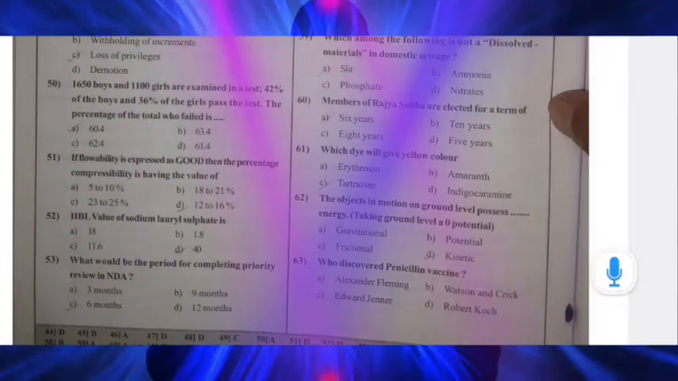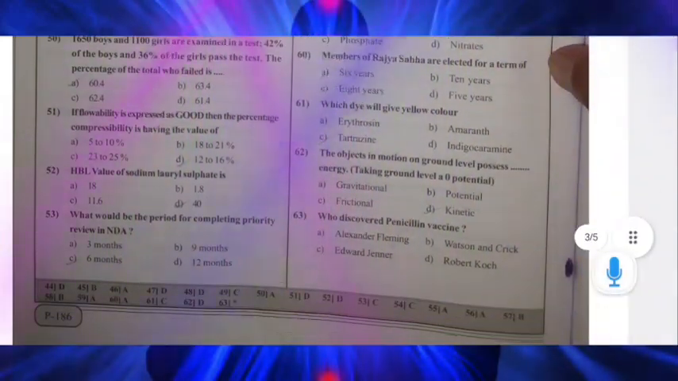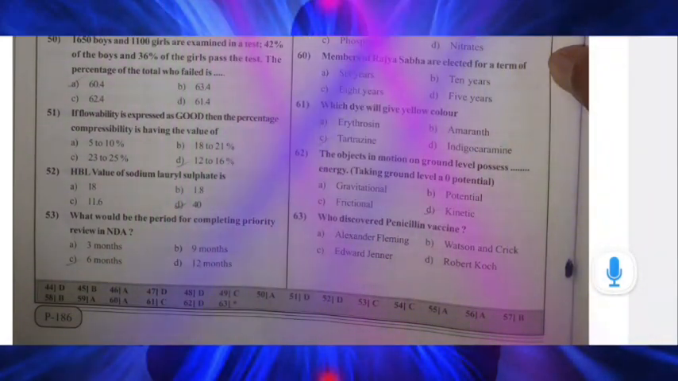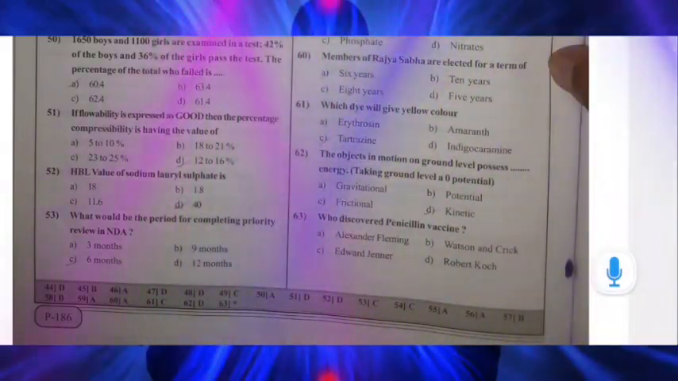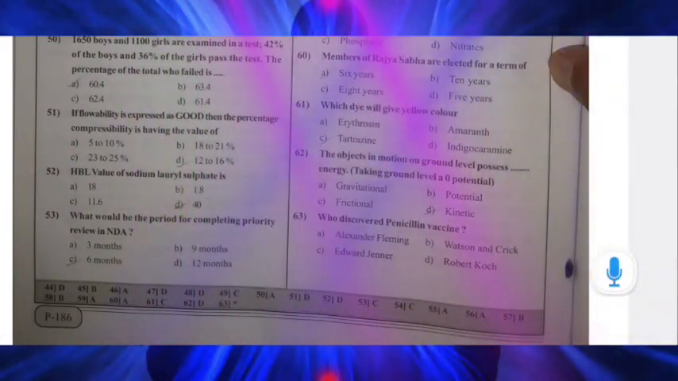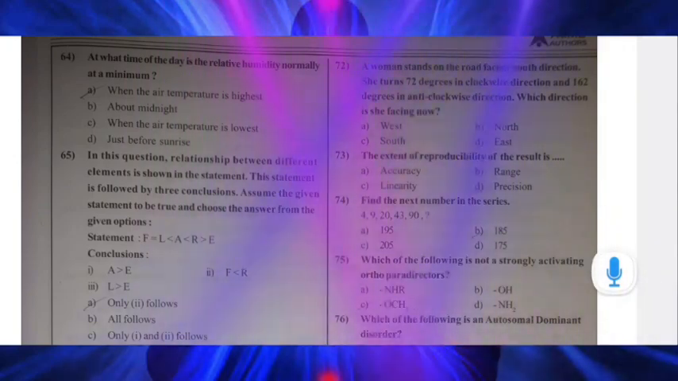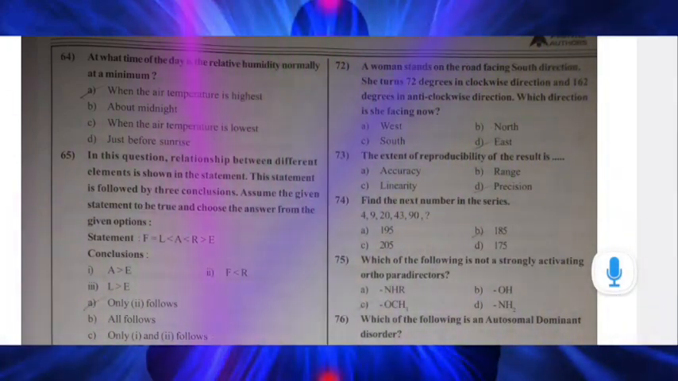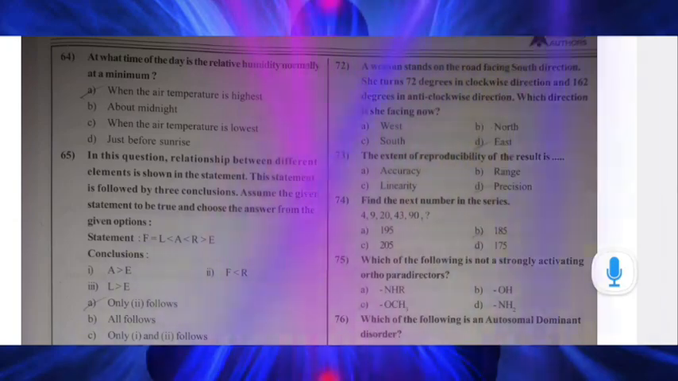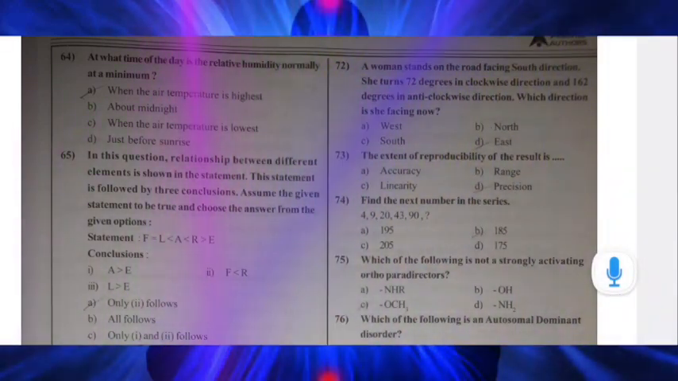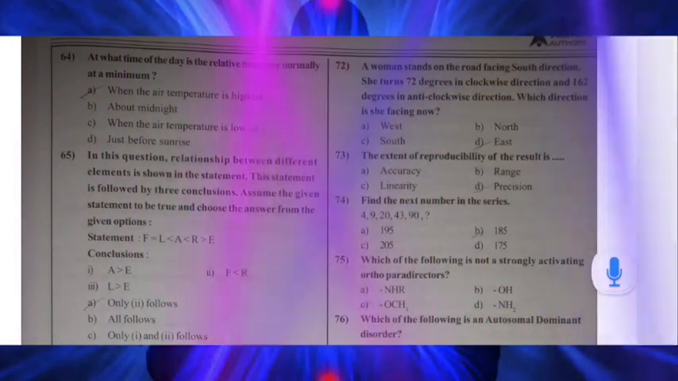Which dye will give you yellow color? Tartrazine. Objects in motion on ground level possess energy. Kinetic. Who discovered penicillin? Alexander Fleming. At what time of the day is the relative humidity normally at a minimum? When the air temperature is highest.